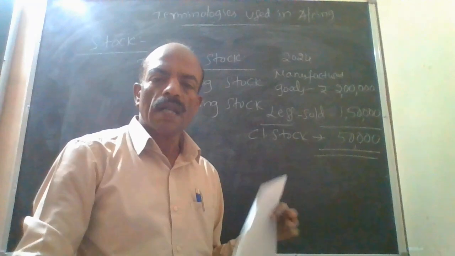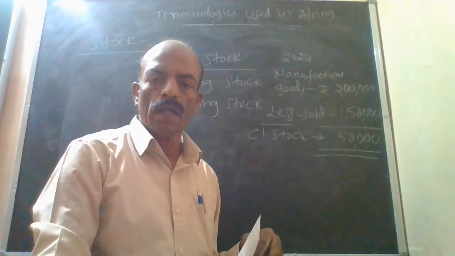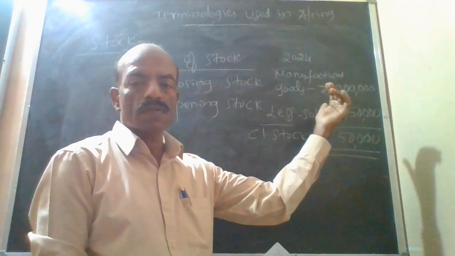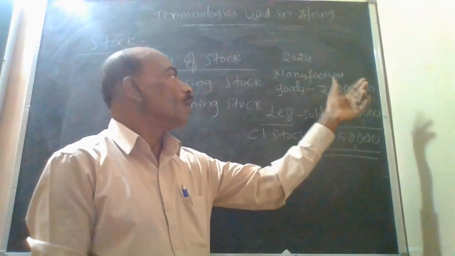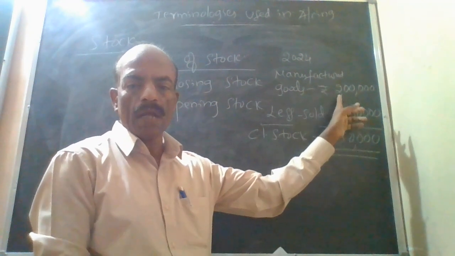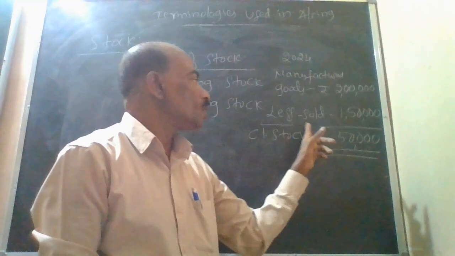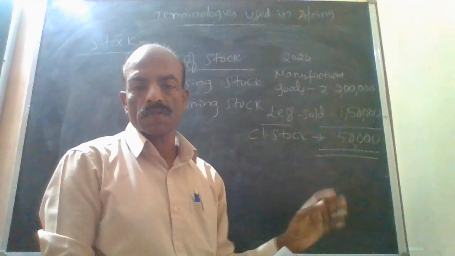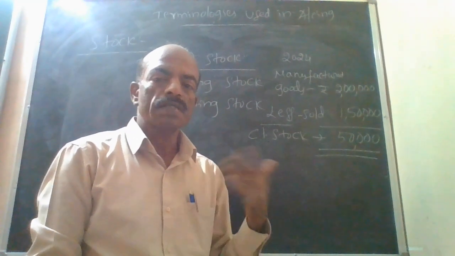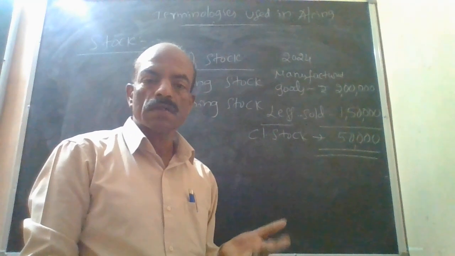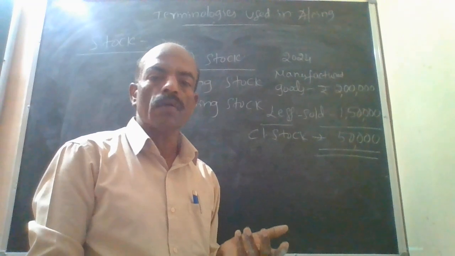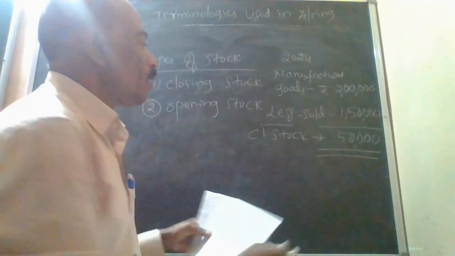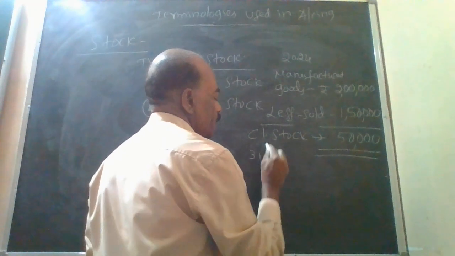After selling the goods, if any goods are left in the warehouse or godown, that is called closing stock. In this example, 2 lakh worth of goods were manufactured, sold is 1,50,000, and remaining is 50,000. That is called closing stock. This is the closing stock on 31st December 2024.